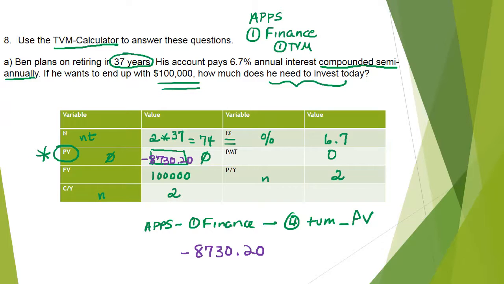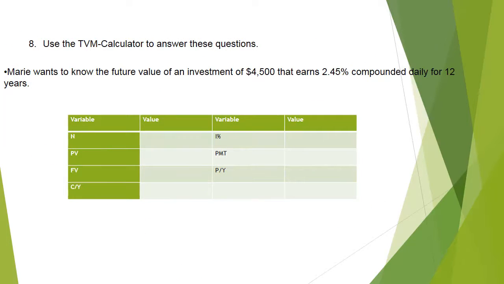When it comes up in your calculator, it's going to come up as a negative number. What that means is that's how much money you have to give to the bank. The answer to the question is $8,730.20. So that would be the amount of money that you'd have to invest. All right, so on our next slide here, I'm going to go through this a little quicker. Again, we're going to enter all these amounts. Just real quickly one more time, go to apps, choose option number 1, which is finance, and then choose option number 1, which is your TVM solver.